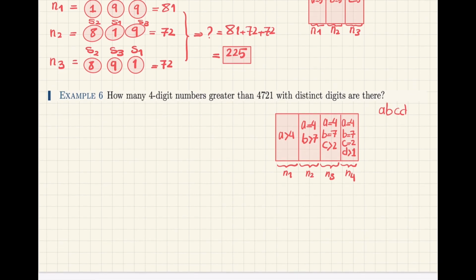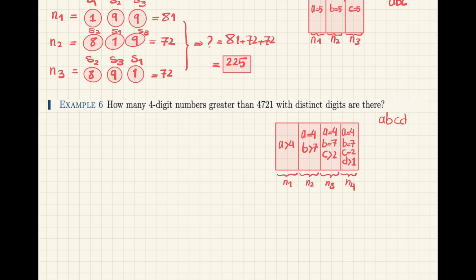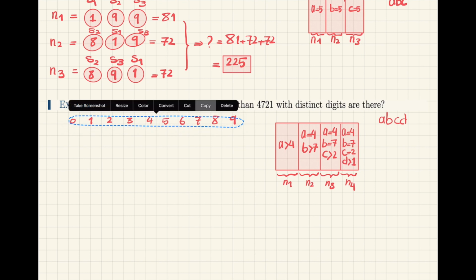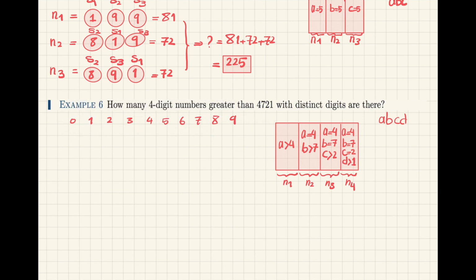So what can I do? I would prefer, let me write this list: 0, 1, 2, 3, 4, 5, 6, 7, 8, and 9. Let me copy it once for all, so I might have to repeat it. A copy, okay, so let us see what happens. And then I will go to N1.